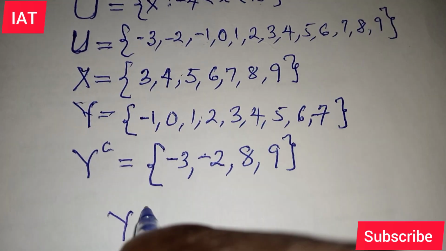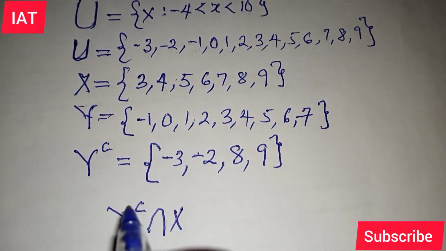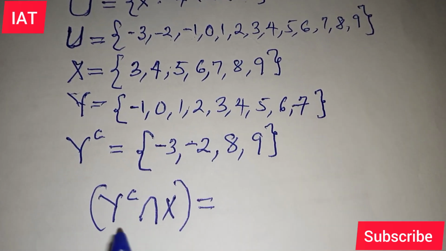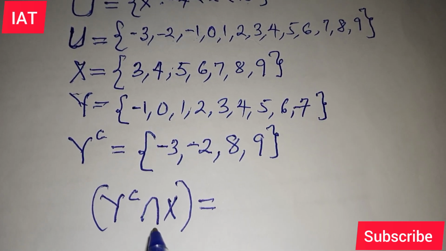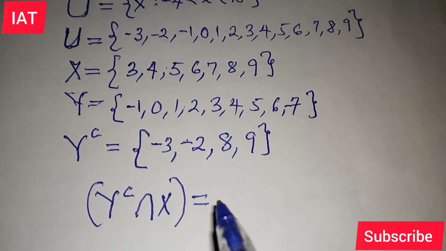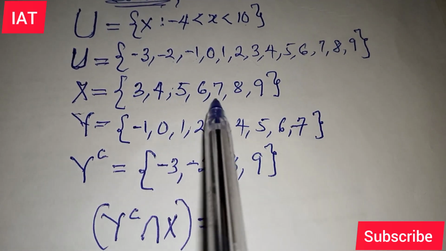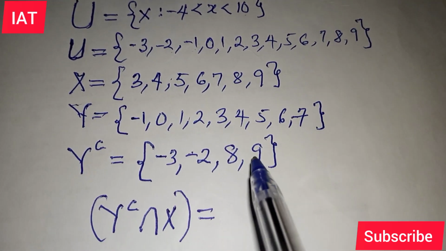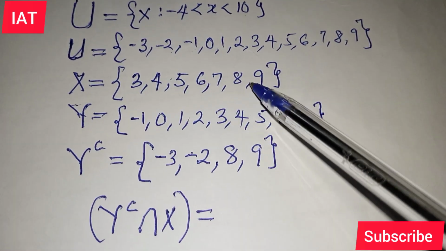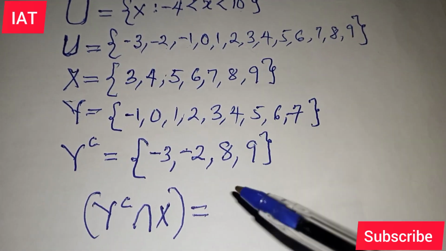Finally, what we're asked to find is y complement intersection x. That is what we're asked to find. We've checked what y complement is all about. So what is the intersection of sets? It is talking about elements that are in set x that can also be found in the complement. Elements that I see here and also find here, that is what we mean by intersection of sets. If these two sets are to intersect, the element I'm seeing here must also be present here. Those are the ones I'm going to find.